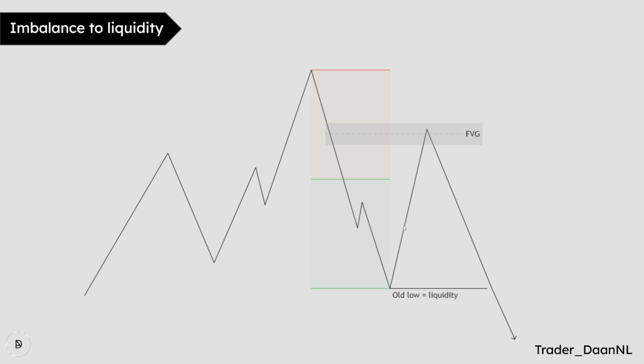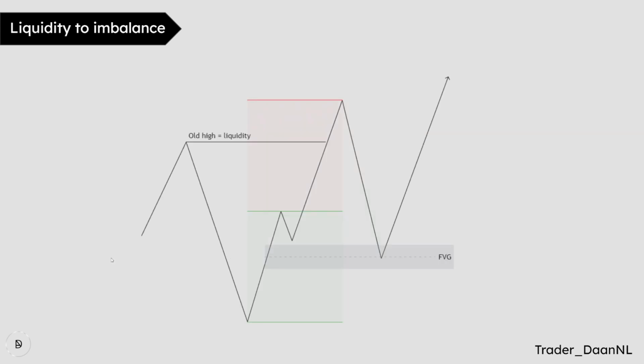We retraced higher into premium levels and we tagged a fair value gap, which is equivalent to an imbalance. And what did we say? When we tag an imbalance, price is likely to seek an old high or low. Well, we are trading in a bearish environment, so price is likely to draw towards this old low, which is your draw on liquidity in this case.